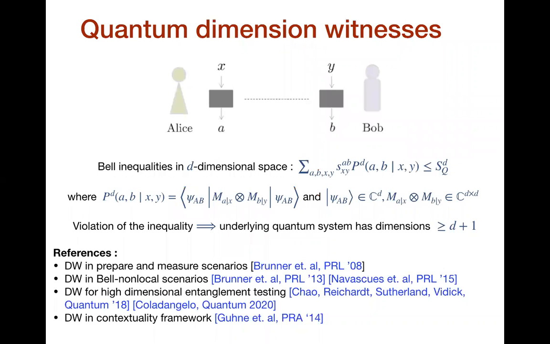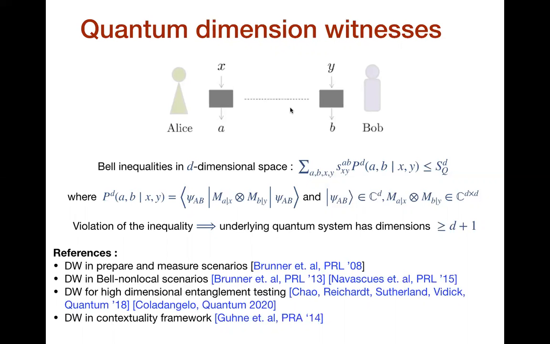So here is the main idea behind quantum dimension witnesses. While it has been studied in many scenarios, I'm going to describe only a non-local scenario here. So imagine Alice and Bob being asked some questions X and Y from some set of questions, and they are giving some outputs A and B. And suppose in the quantum world, they are sharing some quantum state between them.